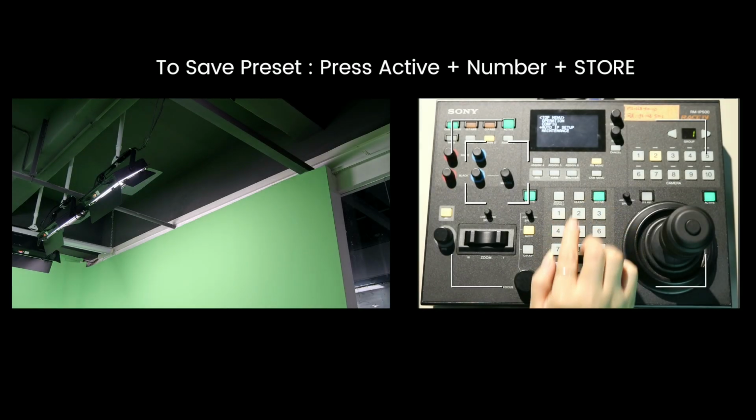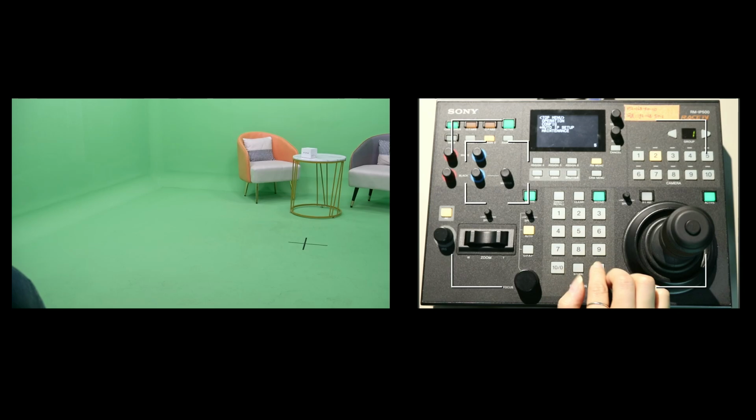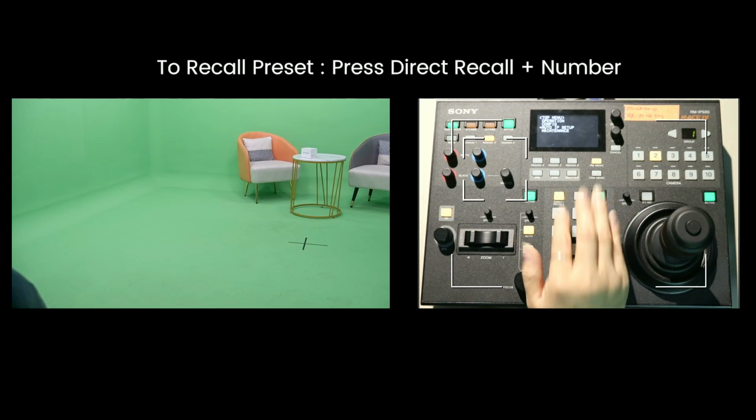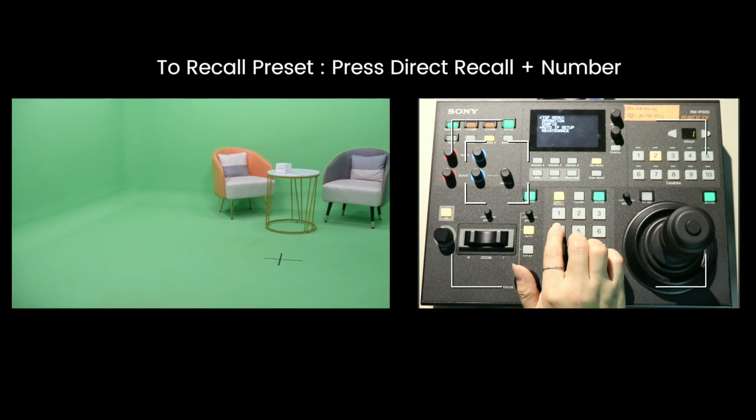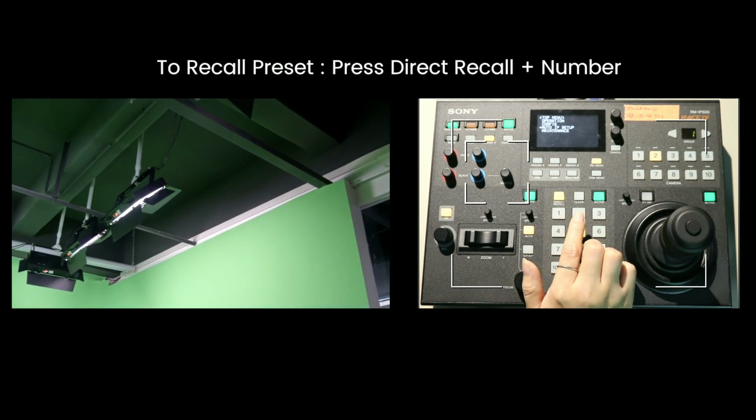Press the active button to start setting up your preset. Then press number and store to save that preset. Let's repeat the process with preset 5. To recall a preset, simply press the direct recall button and then the corresponding preset number to switch presets.